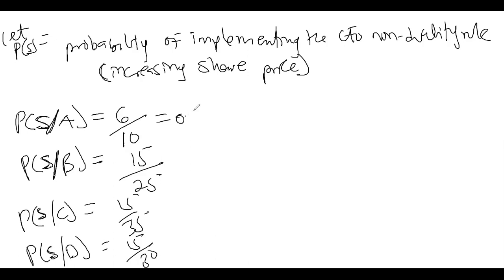So here is essentially 0.60. Here is 0.60 as well. Here is 3 over 7. I do not like to use recurring decimals in probability, so I rather write a fraction. Then here is 0.50. Okay.